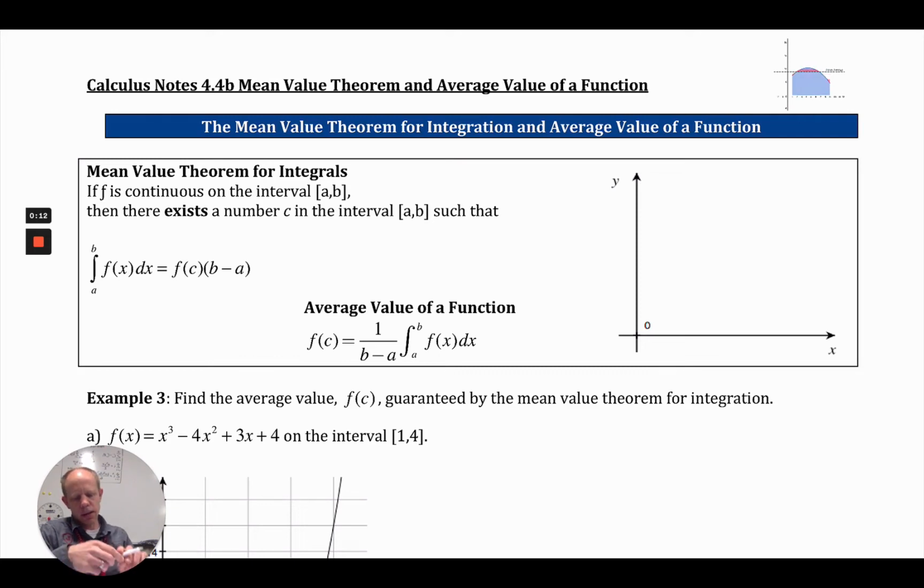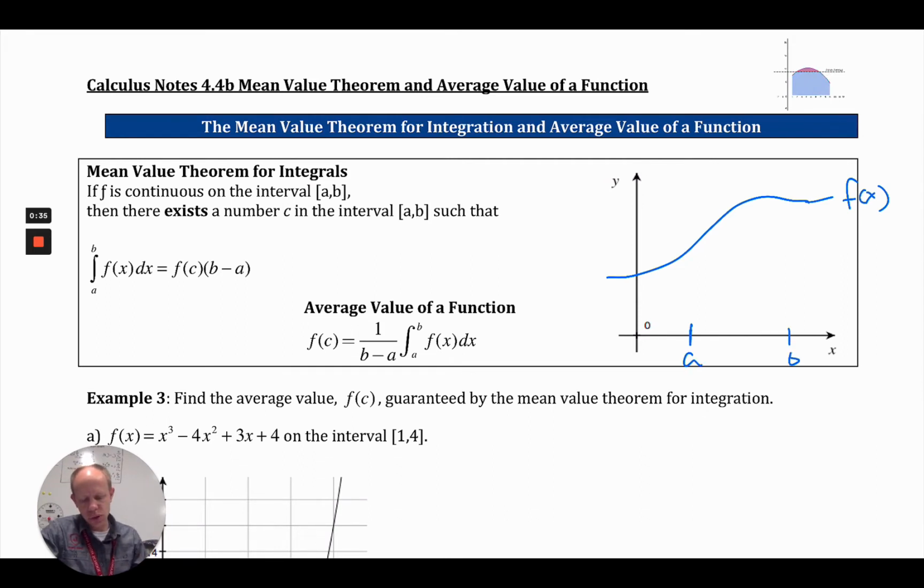Hey everybody, in this video we're going to talk about the mean value theorem for integration and the average value of a function. So if f is continuous on the closed interval a to b, we would get something like this. So this could be our f at x, and it's continuous on a closed interval a to b. So this would be a and this would be b.